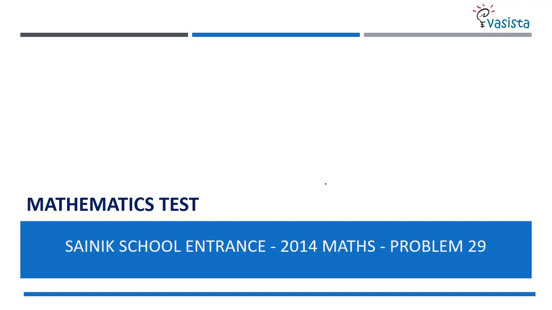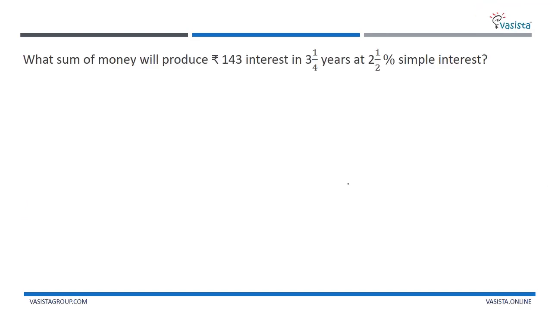Fine, this is the 29th problem. Let us check it out. What sum of money will produce 143 rupees interest in 3 1/4 years at 2 1/2% rate, simple interest? So what they have given is simple interest equal to 143, correct?